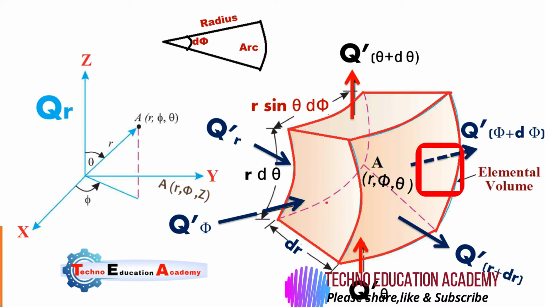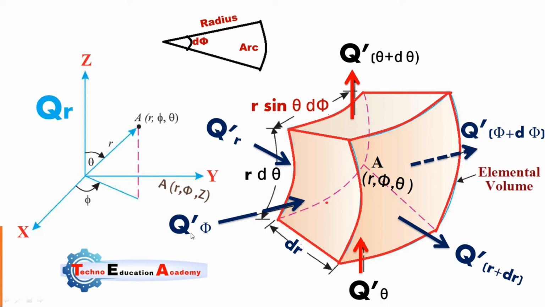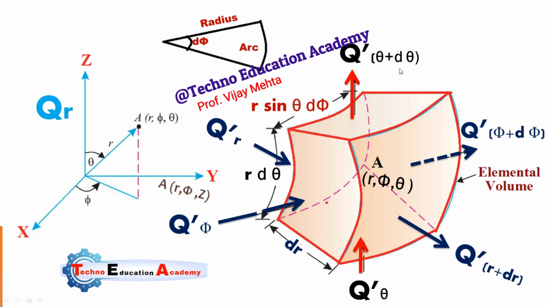Whenever we enlarge the volume on a large scale, you can see that the dimensions are r dθ, dr, and r sinθ into dφ. Here we are considering heat transfer in three directions: in the direction of r, θ and φ. So q'φ is the entry of heat, and q'φ+dφ is the exit of heat in the φ direction. Same as q'r, or we can say ∂/∂r, is the heat transfer in the r direction, and q'r+dr is the exit heat in the r direction. Same as q'θ and q'θ+dθ, the heat transfer in the θ direction.